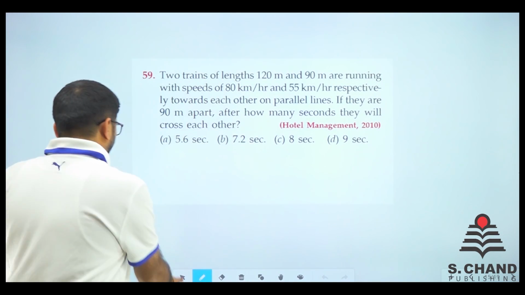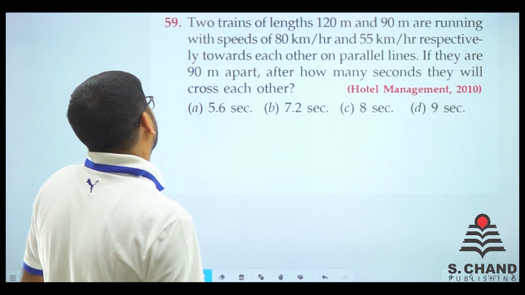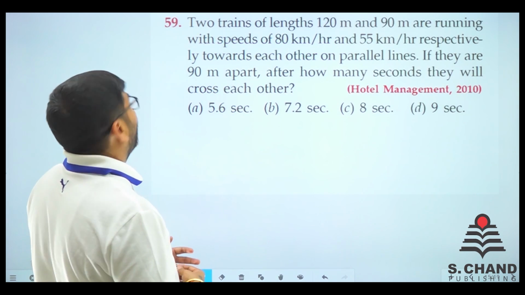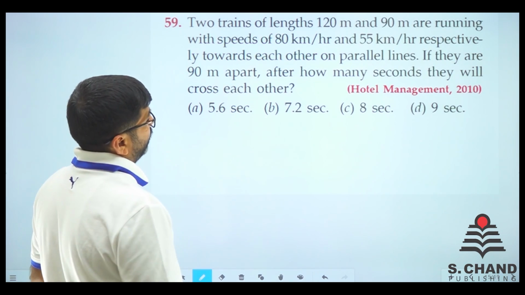Here we go. Question number 59. So two trains are there. Lengths are 120 meter and 90 meter, running with the speeds of 80 and 55 towards each other on a parallel line. If they are 90 meter apart, after how many seconds will they cross each other?